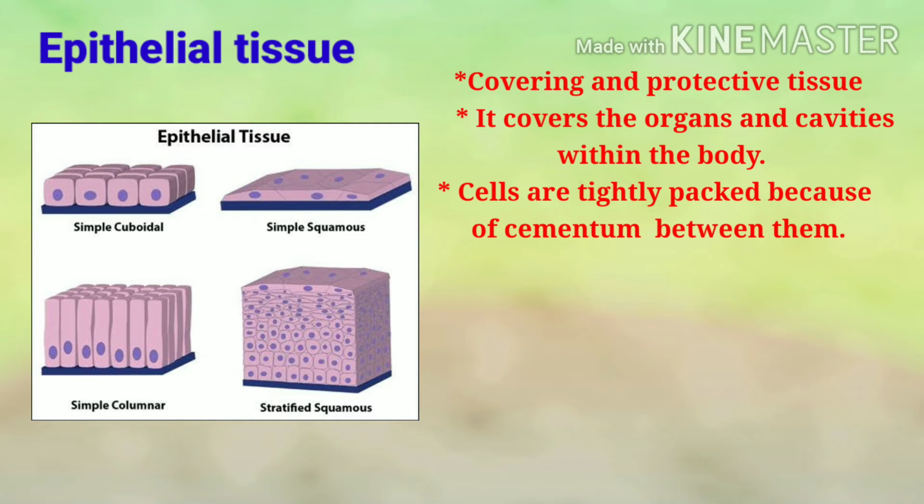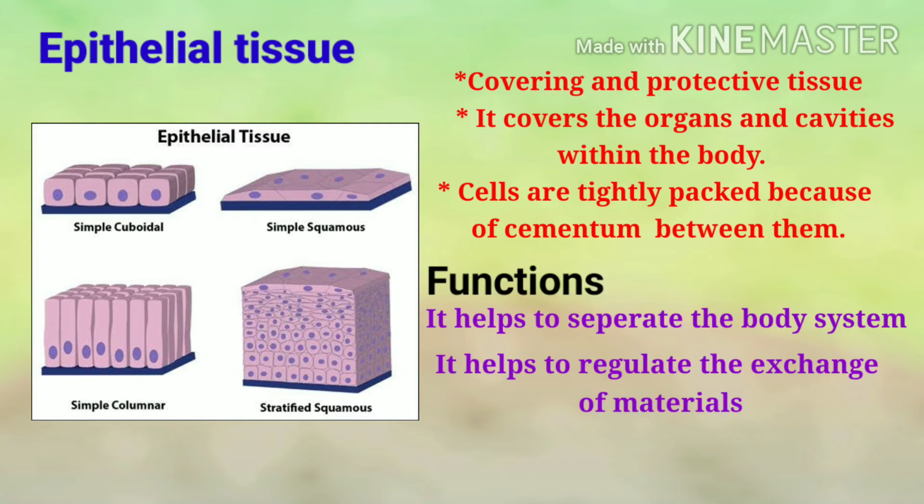Now let us have a discussion about the functions of epithelial tissue. It helps to separate different body organs. It regulates the exchange of material between the body and the external environment.